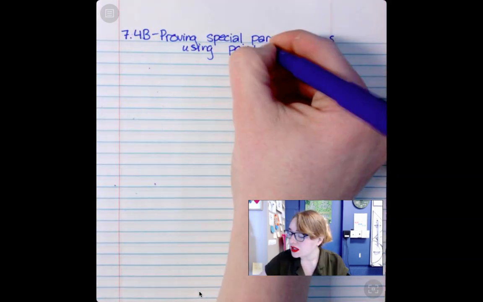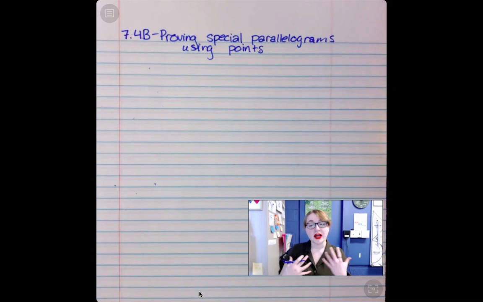So very similar to what we did in 7.3b, where we had to prove that parallelograms were actually parallelograms using either the distance formula on all four sides to make sure that the opposite sides were congruent, by using the slope formula to make sure that opposite sides were parallel, or by using the midpoint formula to make sure that our diagonals do in fact bisect. So today we're going to be proving special parallelograms are special parallelograms using something similar.